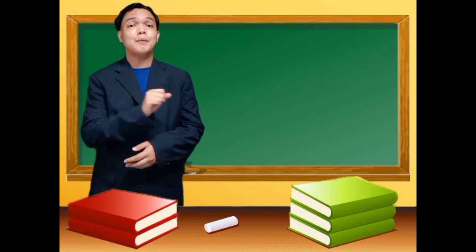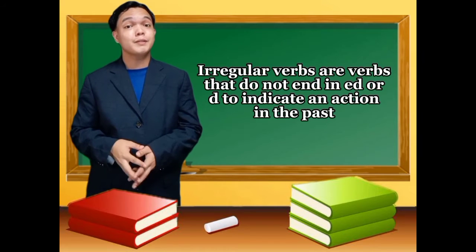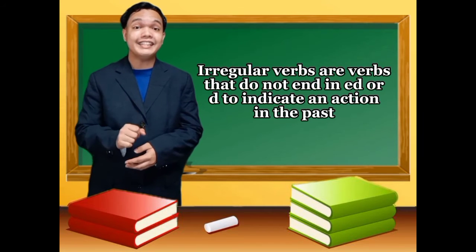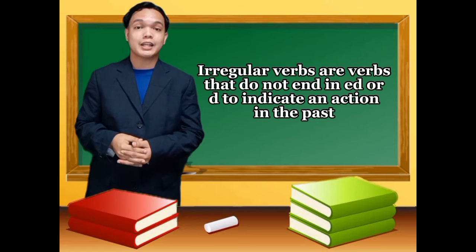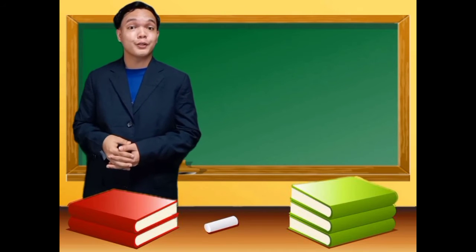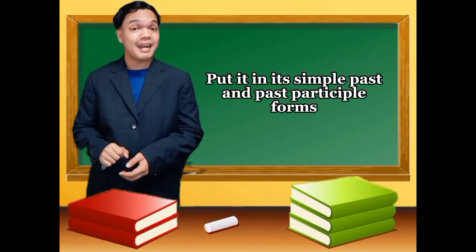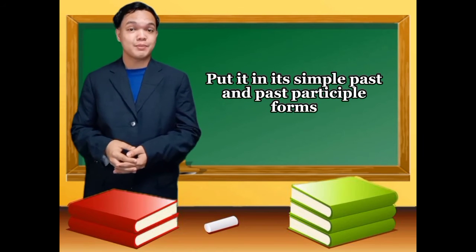Very good. How about irregular verbs? Very good. Irregular verbs are verbs that do not end in ed or d to indicate an action in the past. Now, how do we form irregular verb? Yes, we put it in its simple past and past participle forms.